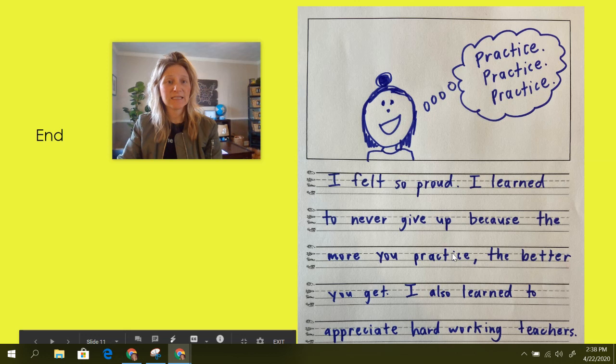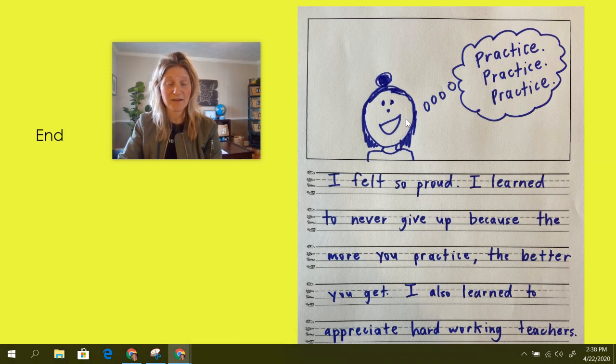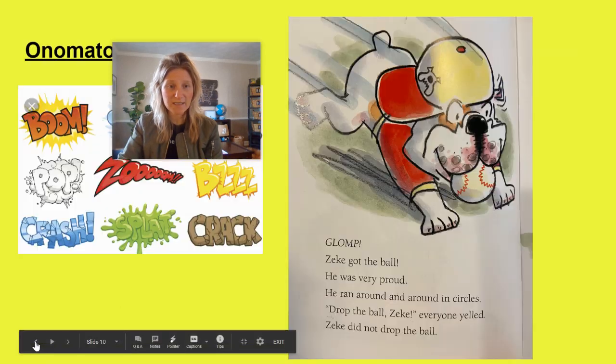Please write at least 2 sentences on this page that tell how you felt and what you learned. You might be like me and have 3 sentences, but 2 sentences is okay. Then I want you to go back and draw your picture. This is me at the very end of my story, and I'm thinking to myself, see, I put a thinking bubble, practice, practice, practice. Thinking bubbles are examples of craft. Yes, if you remember our sheet from yesterday, thinking bubbles show us craft.